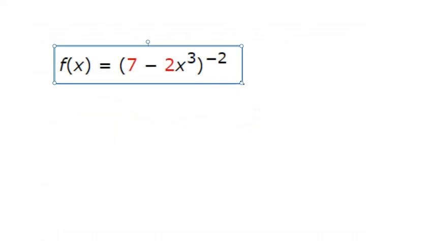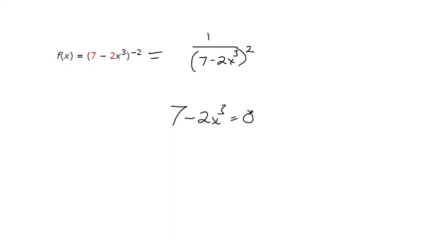So if we want the domain, we can rewrite it as a rational function. We can move that negative second. We can make that be a positive power by putting it in the denominator. And then we're looking for divide by zero errors. Those are numbers we'd have to exclude from our domain. So we want to find out what it would take to make this denominator equal 0. It doesn't matter if it's squared because 0 squared would be 0. So we can subtract that 7 from both sides.